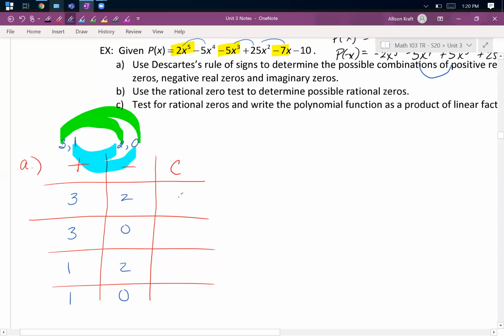0. 2. Another 2, and then lastly 4. So there we go. There's our chart.